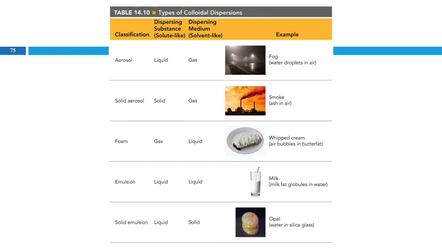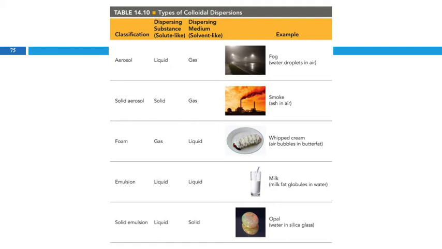Here are some examples of colloidal dispersions. Fog. Can't see through fog very well, right? Because there are droplets of water in the air. Not individual water molecules like in humid air, but literally water droplets. Smoke is a colloidal dispersion of solid particles in a gas. Whipped cream, yum. Air bubbles in a liquid.